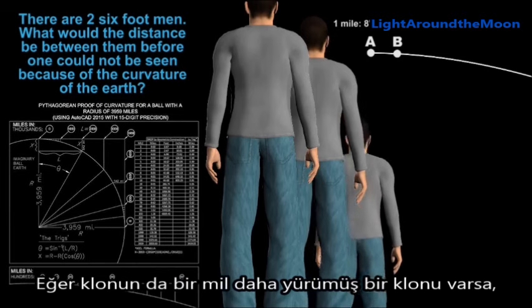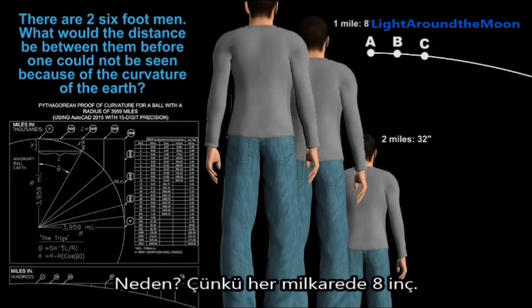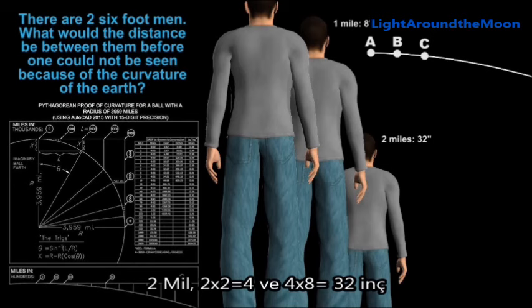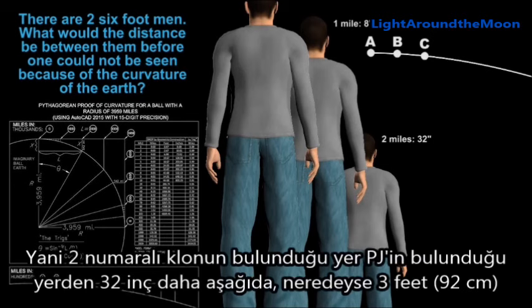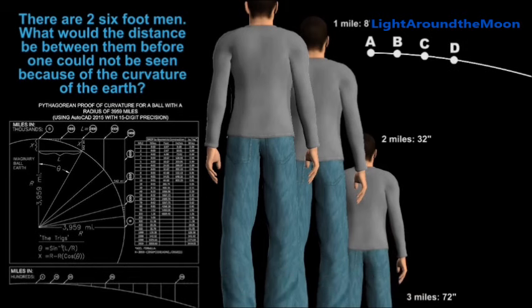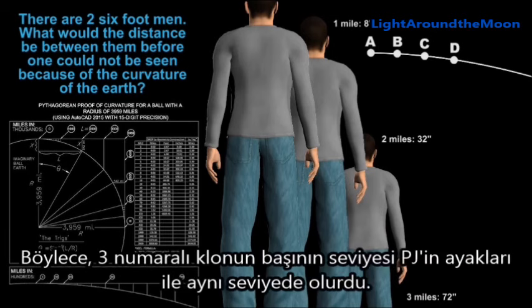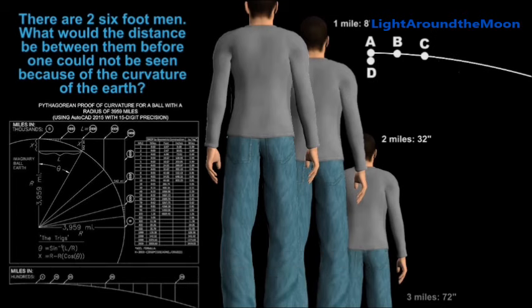Now, if the clone had a clone who walked another mile away, that clone's ground would be 32 inches below PJ's ground. Why? Because it's 8 inches per mile squared. 2 miles, okay, 2 times 2 is 4 times 8 is 32. So the ground that clone number 2 is standing on is 32 inches, almost 3 feet below the ground that PJ is standing on. And if we had yet another clone who was to walk 1 more mile, his ground would be 72 inches or 6 feet below PJ's. Thus, the top of clone number 3's head would be even with the bottom of PJ's feet.